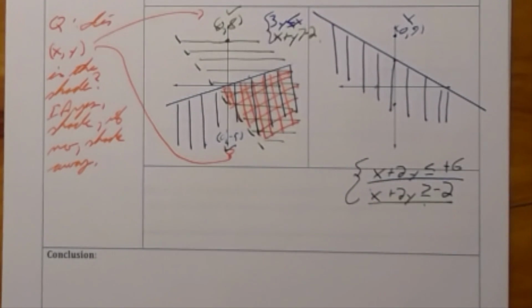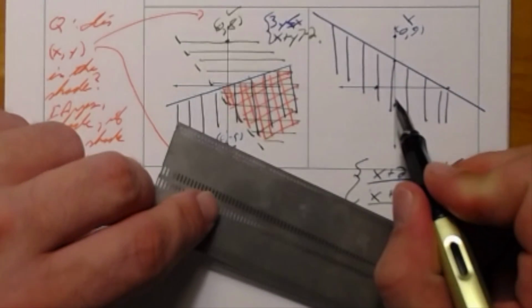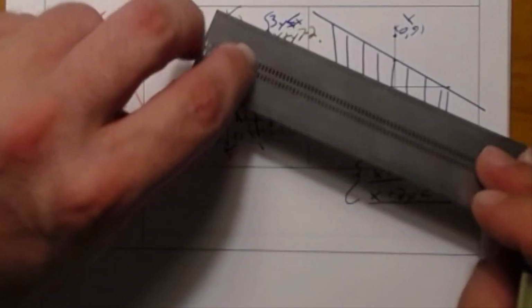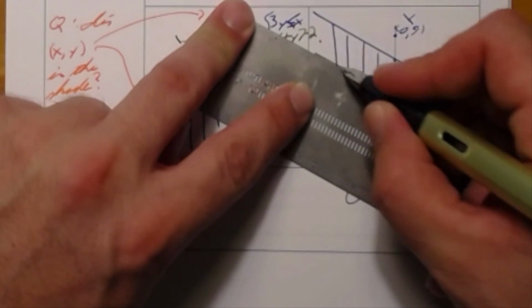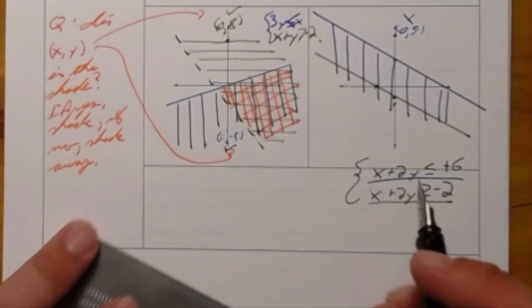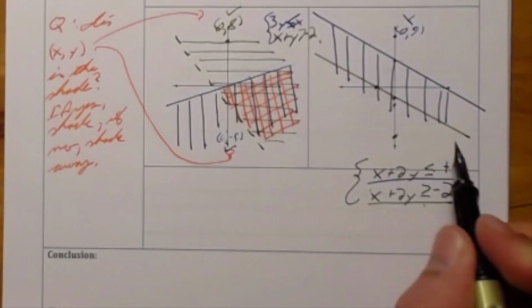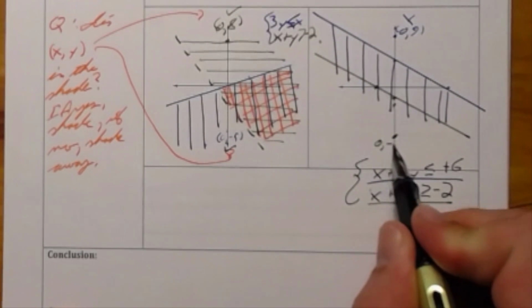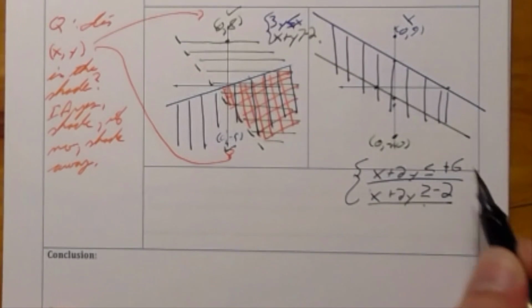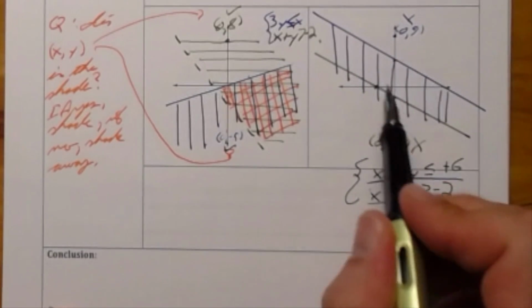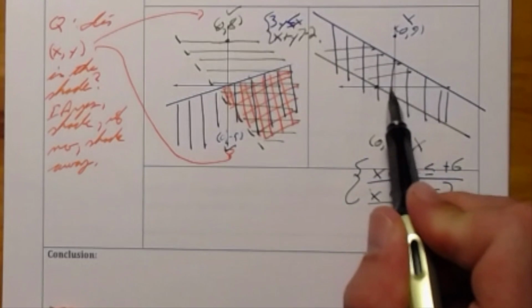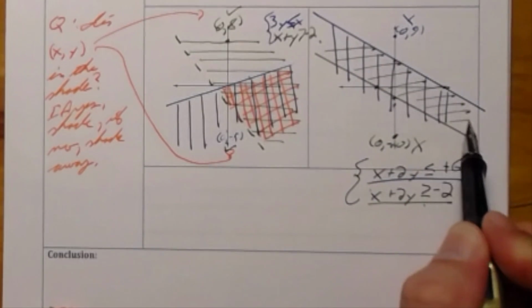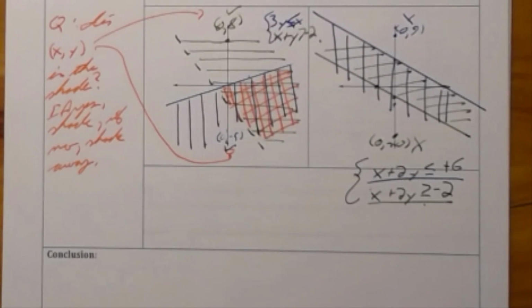I see that the double shaded area is between these two lines, and that's where all of my answers would be located. In order to check this, I could choose any point within there, like (0, 0), and see, does (0, 0) make both inequalities true? For the top inequality, 0 is less than or equal to 6, and for the bottom inequality, 0 is greater than -2, so it would be true.